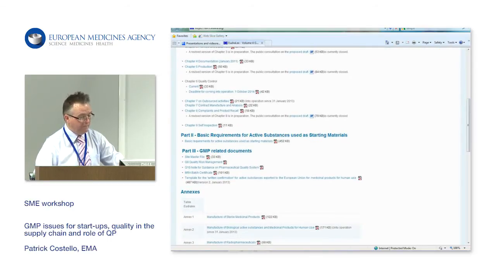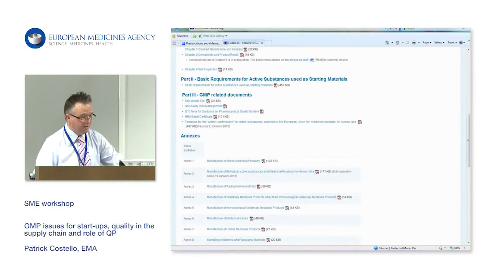Part two, once again, outlines the basic requirements for active substances used as starting materials in medicinal products. And part three are some general GMP-related documents, such as the site master file, quality risk management, Q9 and Q10, and then batch certification.